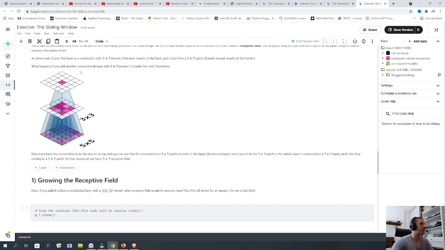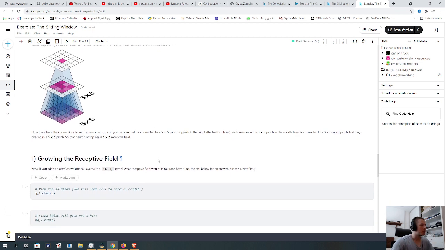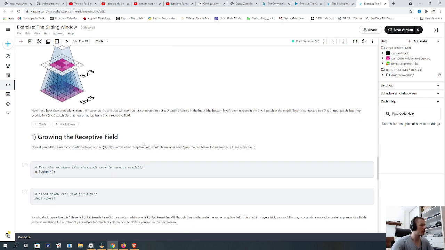What happens if you add another convolutional layer with 3 by 3 kernels? Consider this next illustration. Now trace back the connections from the neuron at the top, and you can see that it is connected to a 5 by 5 patch of pixels in the input, the bottom layer. Each neuron in the 3 by 3 patch in the middle layer is connected to a 3 by 3 input patch, but they overlap in a 5 by 5 patch. So that neuron at top has a 5 by 5 receptive field.